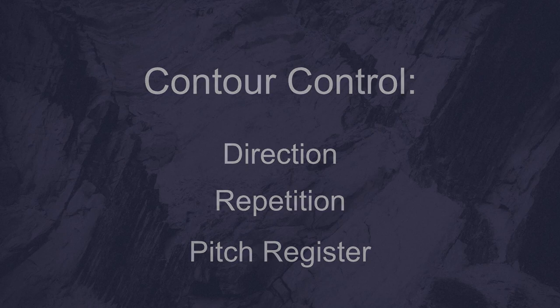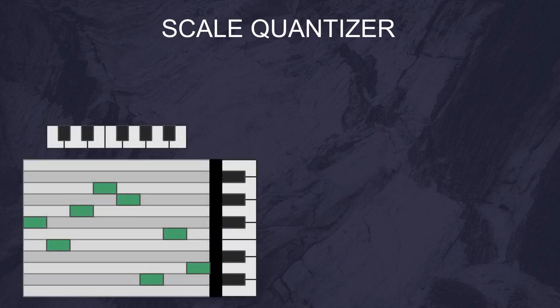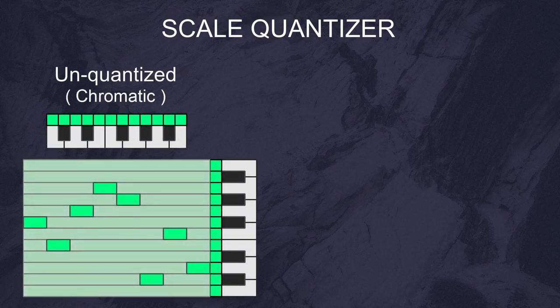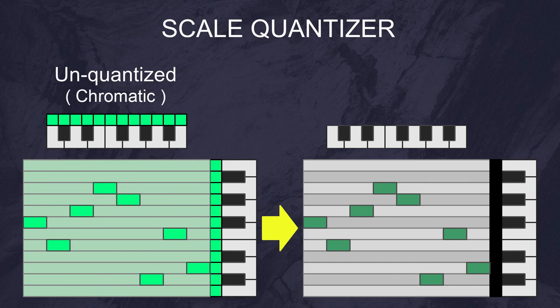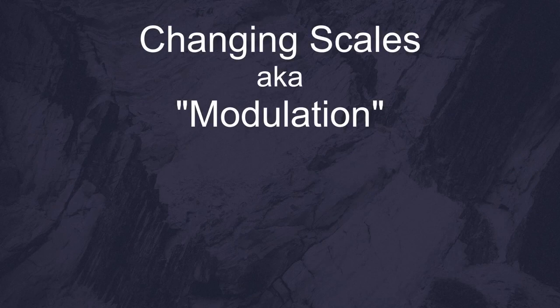The next step is to put the melodic line through a scale quantizer. A scale quantizer takes our melodic contour and aligns all of the notes with a scale that we've pre-selected. This gets everything playing in the same key. It's also important that we can change scales during a piece of music.